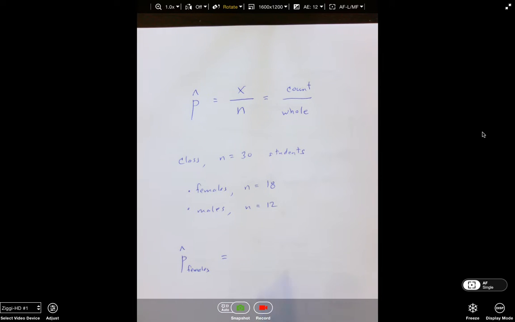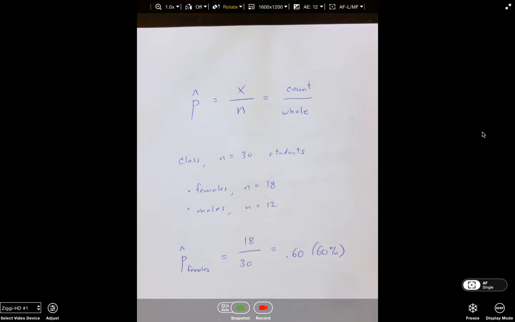For p hat would be the count of the females out of the whole. And of course this can be expressed as 0.60 or 60%. Guys, it's that easy.